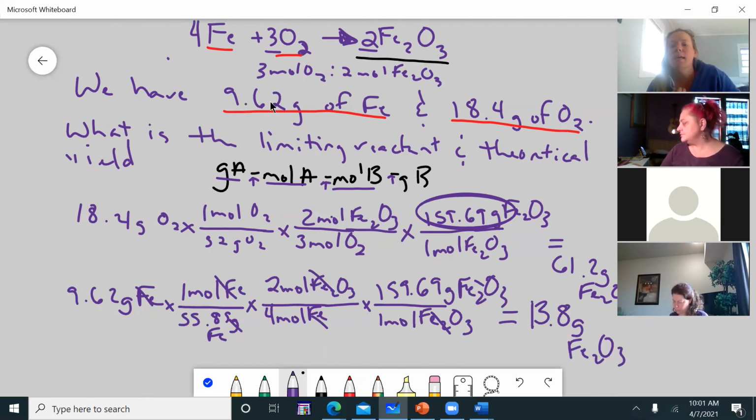So again, it's not always the case that the thing with the lower amount equates to the limiting reactant, because these have different masses. This just happened to work out that way. But as far as what's the limiting reactant, iron is our limiting reactant.